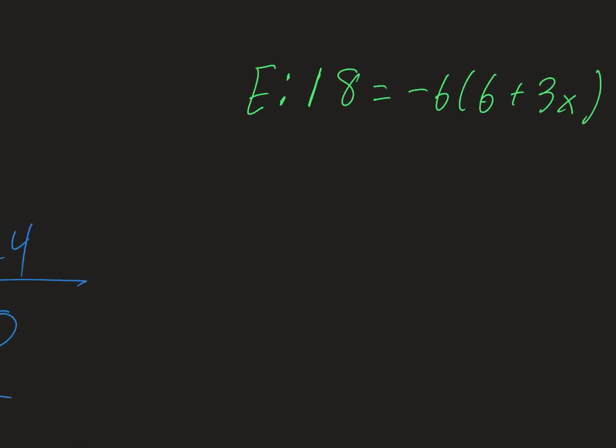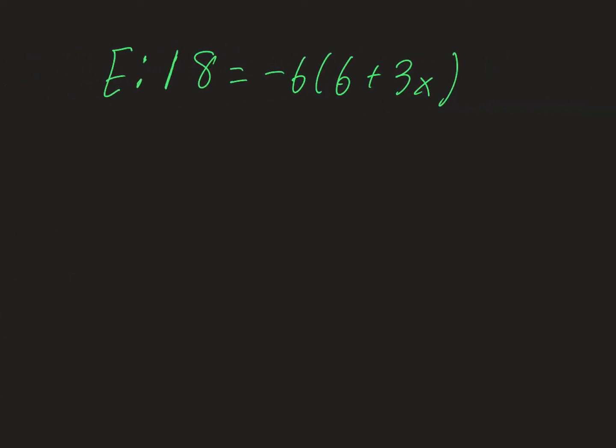Now, let's look at example E. The left side just has 18, so we're going to leave it alone. But the right side has parentheses, so we're going to use the distributive property.